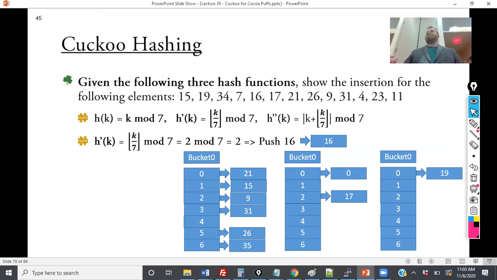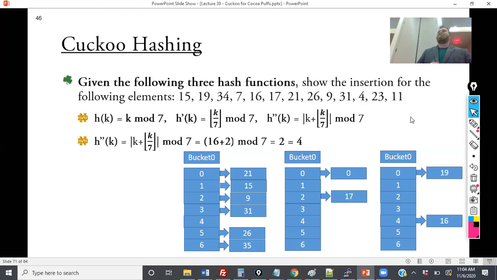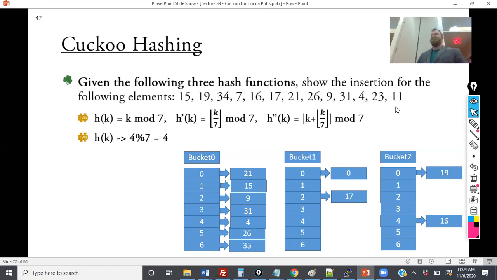So 16 divided by 7 is going to give us 2, 16 plus 2 is going to give us 18, 18 mod 7 gives us 4. Okay, so 4 is the one last empty bucket in the initial thing. So here I'm setting up what we might have to do if we get another cycle. So let's walk through 23. Where are we going to put 23 first?